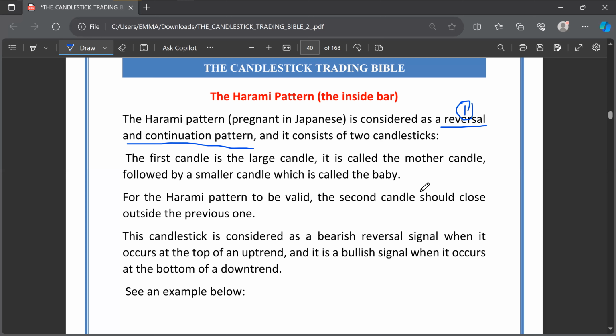Now you have a look at the continuation pattern. But so far, we have not seen the picture or the representation for the bearish Harami and the bullish Harami. Don't get confused. What we have talked about is the general description of what a Harami is, and then the second thing is the reversals. When it happens at the top, it's going down. When it happens at the bottom, it's going up. But we have not yet seen an illustration of the bearish Harami and the bullish Harami. So we have a look at that.